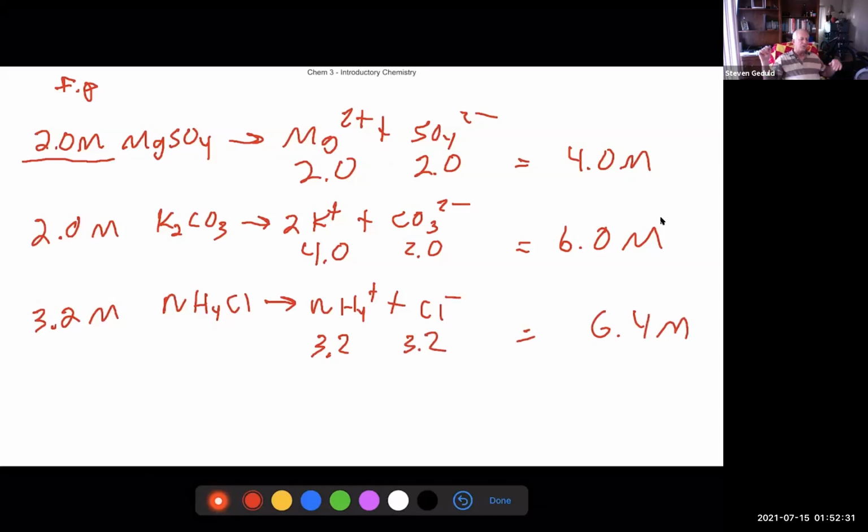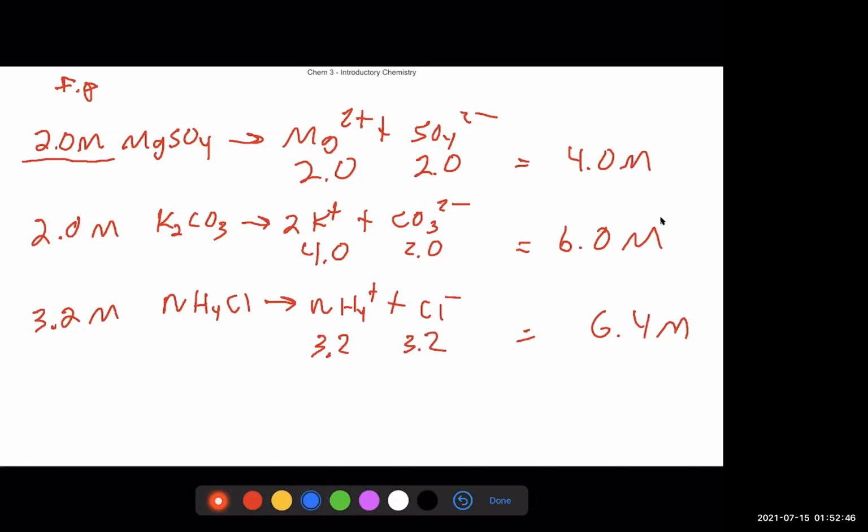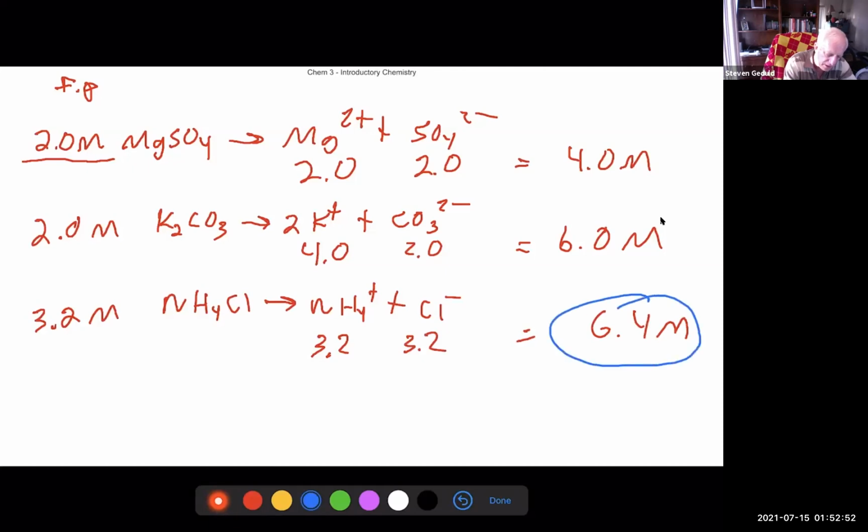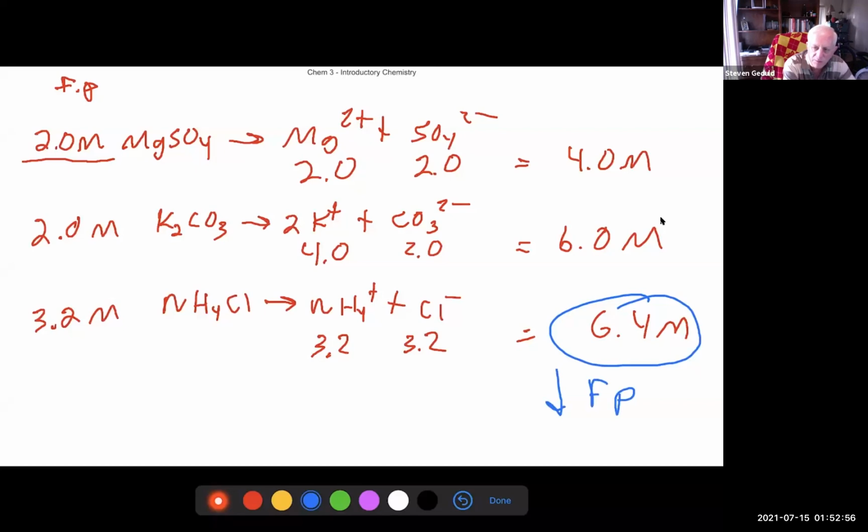So which one has the lowest freezing point? Which solution? Magnesium. Third one. Right. Well, perfect. Third one. Ammonium chloride. Okay, this would have the lowest freezing point. What would have the highest freezing point?